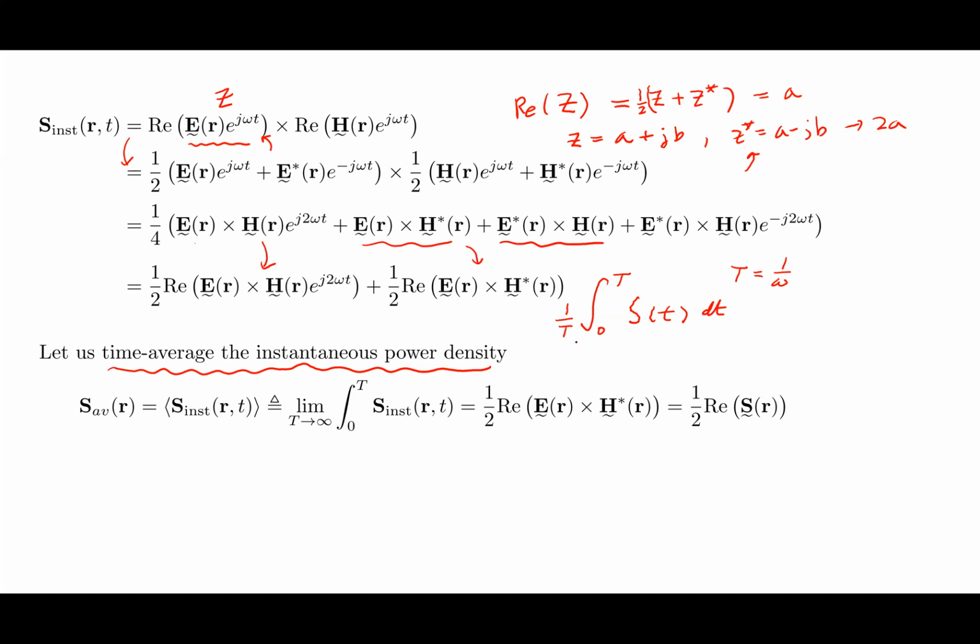Then divide by t for the normalization, then take the limit. Okay, so this is the time averaging process. It is denoted by this bracket here. If we do this time averaging process, we no longer have any time dependence, so this is the time averaged instantaneous power defined in this way.